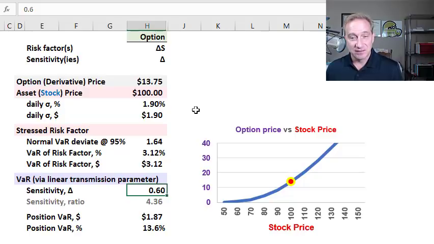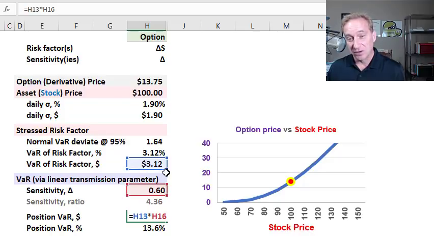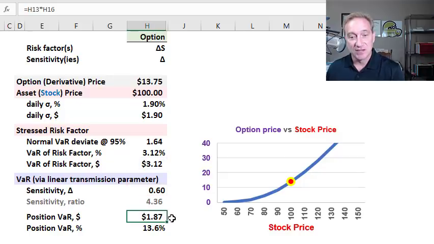It's 0.6. This is an at-the-money call option, and so we know it's between 0 and 1, typically a little above 1/2, and I've rounded the actual just off to 0.6. So that's our familiar option Greek delta. And so we can see here that the position VaR, as advertised, is just the risk factor shock, or what I call the VaR of the risk factor, multiplied by the delta. $3.12 multiplied by 0.6 is $1.87.